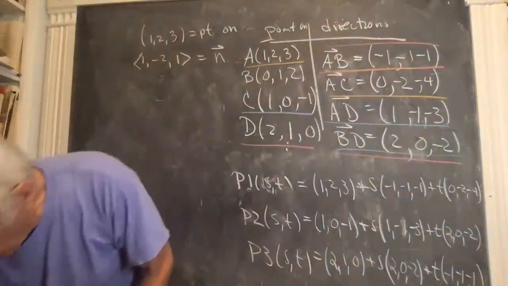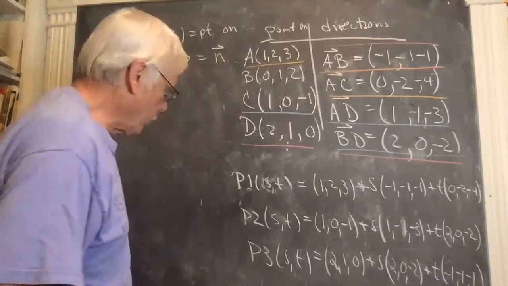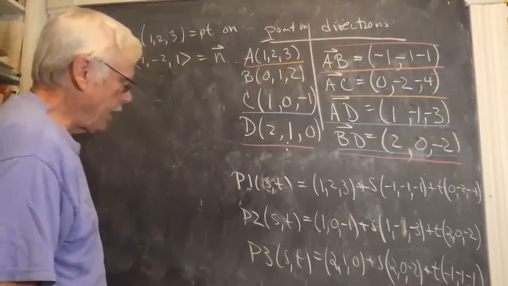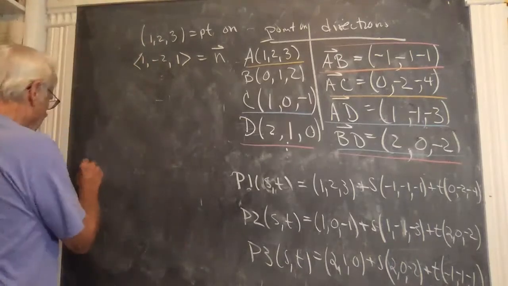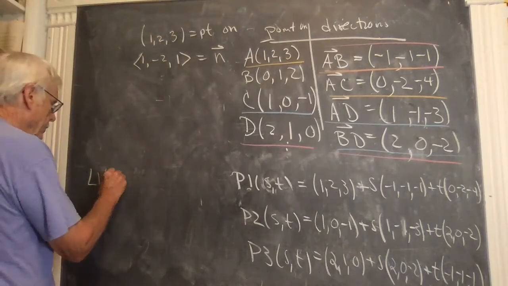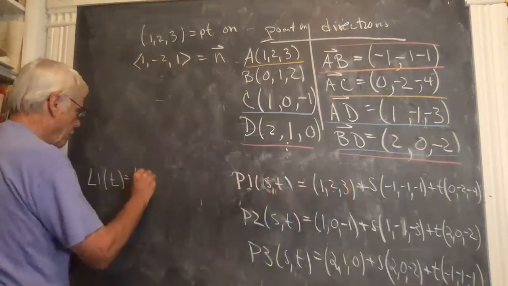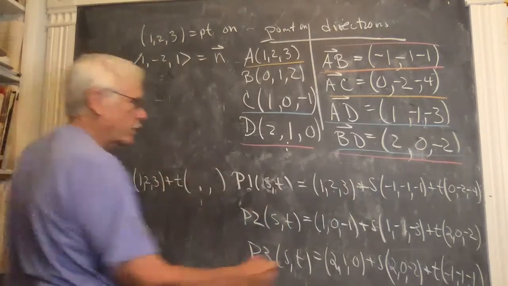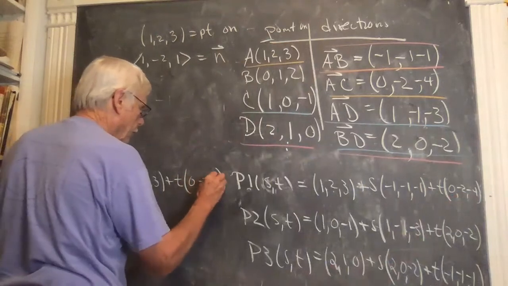Now lines only have one parametric equation. So in order to get a parametric equation for a line, we need a point on it and one direction. So let me give the first line, L1 of t, is equal to, let's use this point, (1, 2, 3), plus t times, and now we need a direction. Let's use this direction, (0, -2, -4).